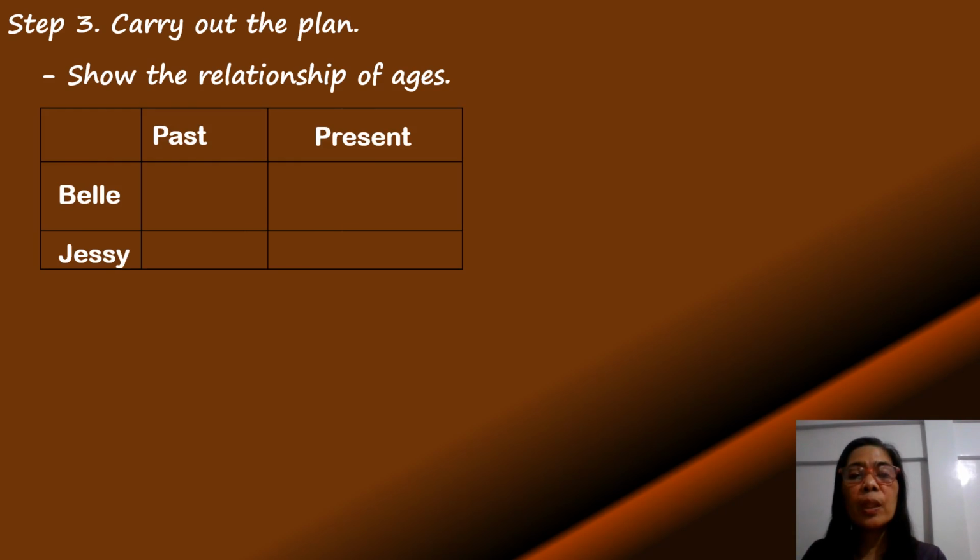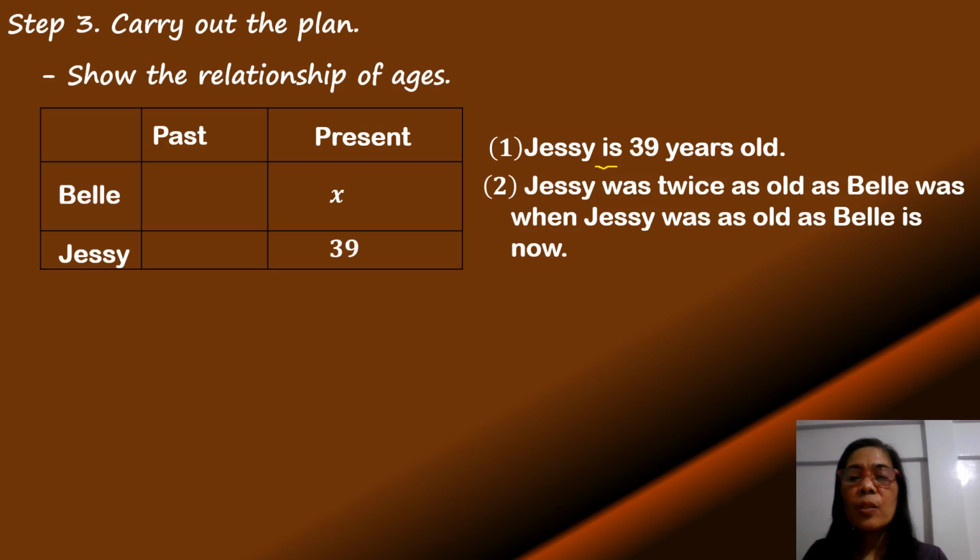We have assumed that the present age of Belle is equal to x, and in one condition in the problem, it says that Jessy is 39 years old. So here we are referring to the present age of Jessy. Another condition is Jessy was twice as old as Belle was when Jessy was as old as Belle is now. So the sentence is quite complex. We have to be able to tell when that particular period was when their ages were being compared.